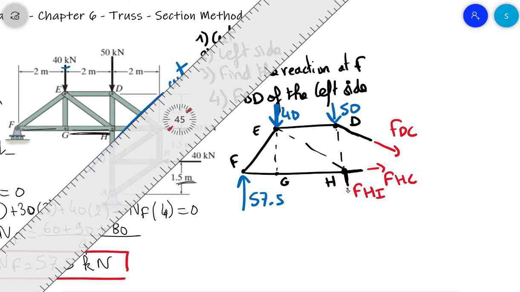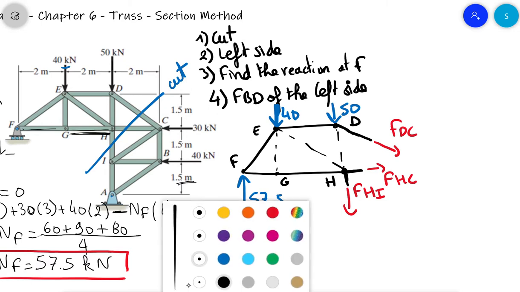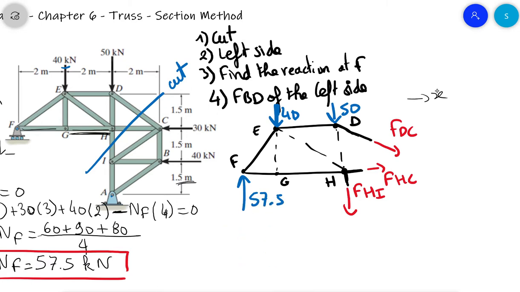Okay, this one there. The last thing that we are missing is axes. So we can write axes, X and Y. No surprise for truss axes, always X and Y, horizontal and vertical. And the question is to find DC.